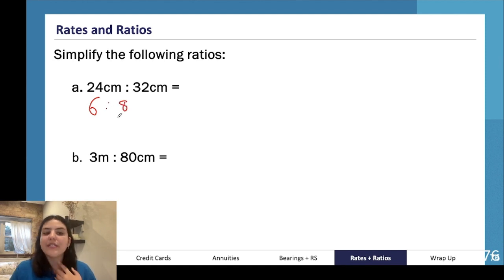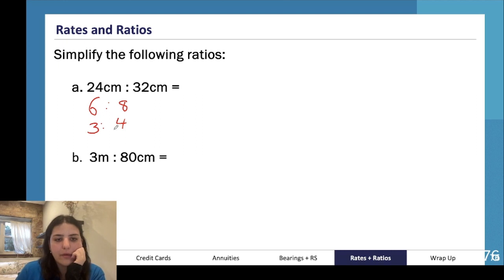Now we can also go down again because these both divide by 2. So we could go 6 divided by 2 is 3, and 8 divided by 2 is 4. So there we go, 3 to 4. We can't get any lower than that.